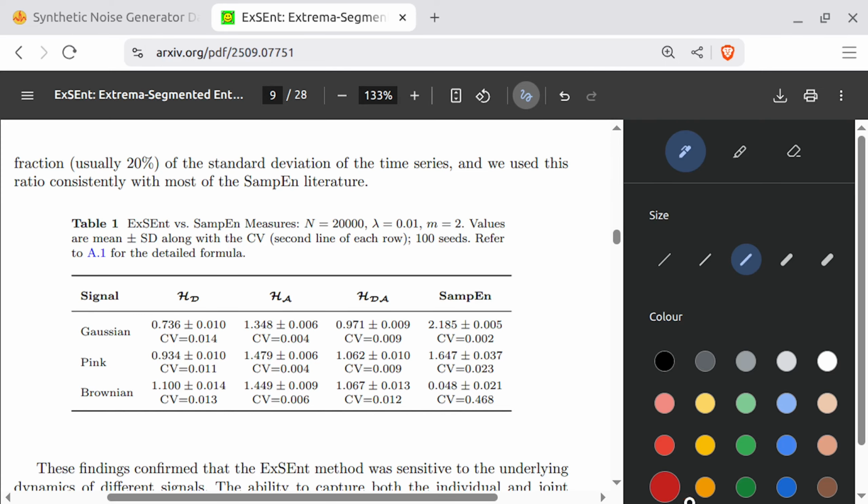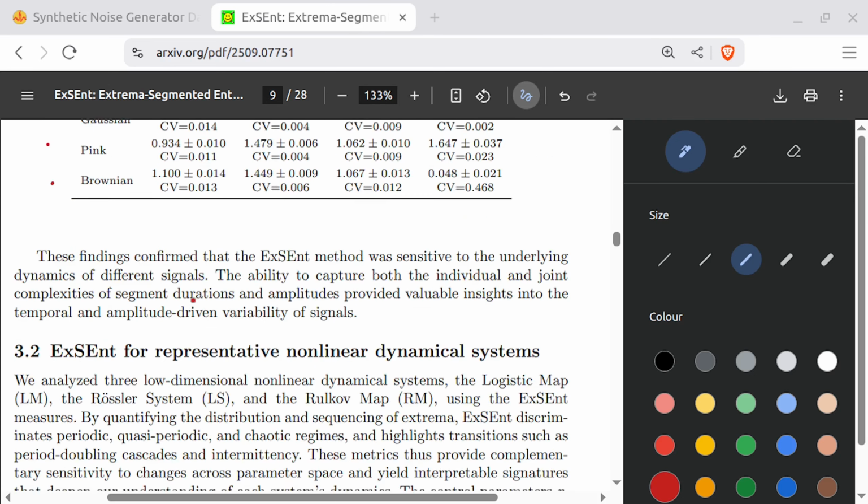Okay, can you continue with the paper? I scrolled down a bit. Just continue reviewing the text on the screen. This table, Table 1, compares the ExSEnt measures for Gaussian, pink, and Brownian signals with SampEn. It shows the mean and standard deviation as well as the coefficient of variation for each measure. This confirms the ExSEnt method's sensitivity to the underlying dynamics of different signals. The ability to capture both individual and joint information about a signal is highlighted here.